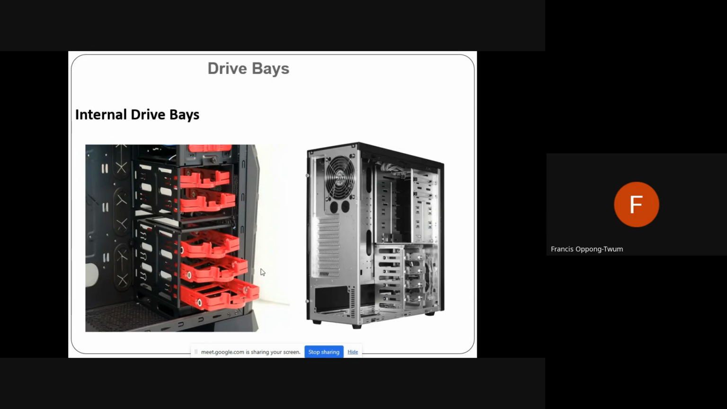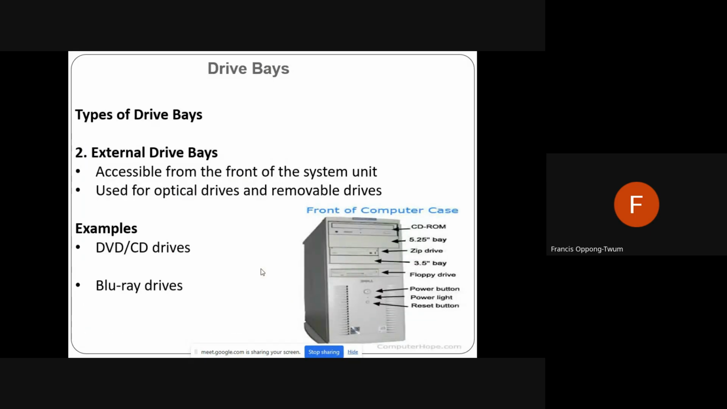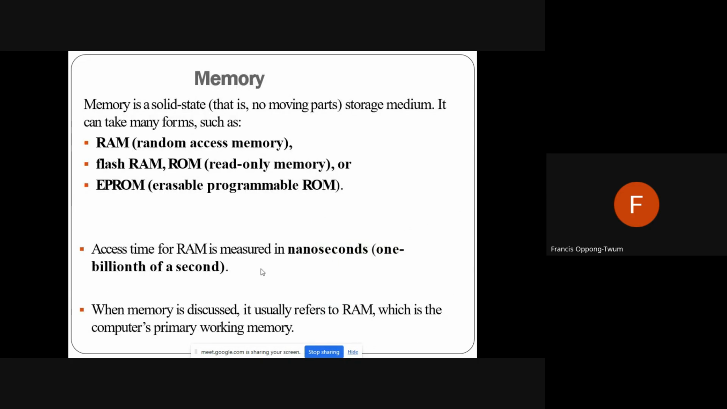So that is the internal drive bay that I'm talking about. Then we have the external drive bay. That one is accessible from the front of the system unit. It is used for optical drives and removable drives. We can see examples of the external: we have the DVD and CD drives, and we have the Blu-ray drive. So that's the image of a computer case indicating the external drive bay for you.